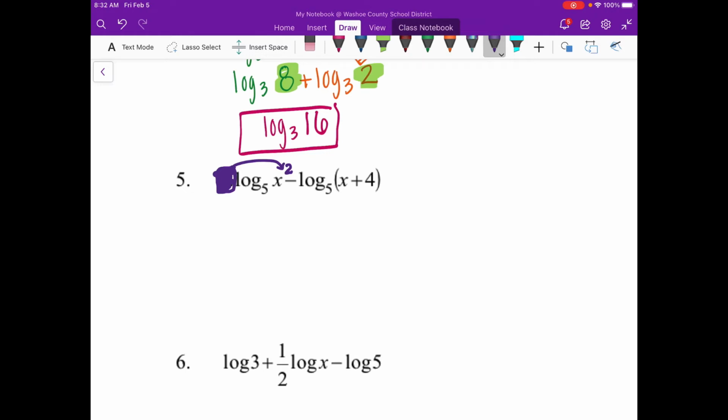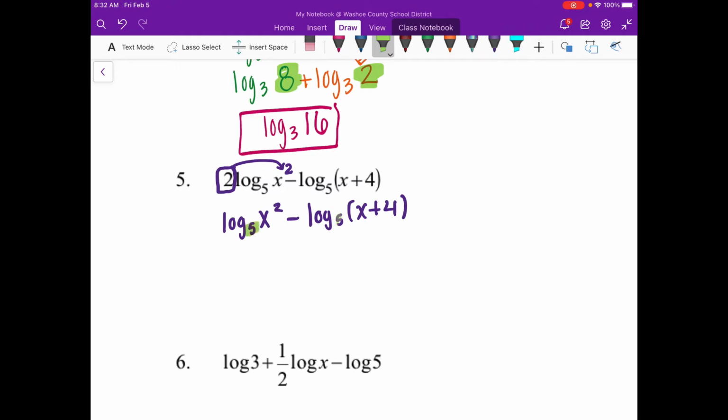It is the exponent. So really, what I have here is log base 5 of x squared minus log base 5 of x plus 4. That is a property for logs that you need to know.